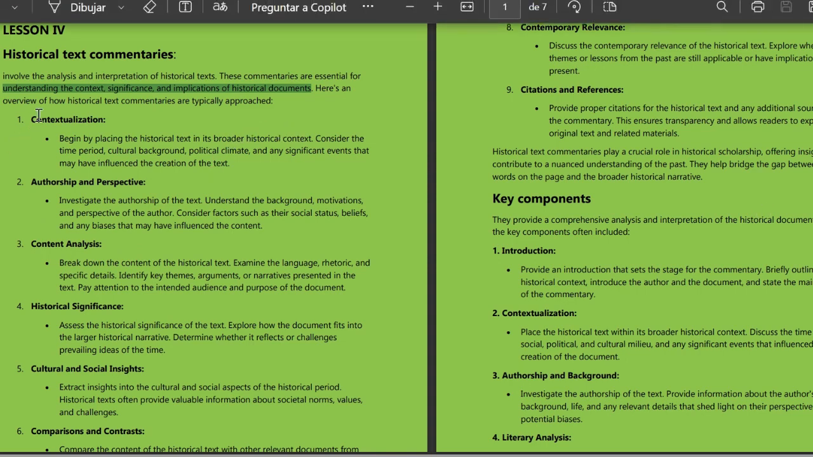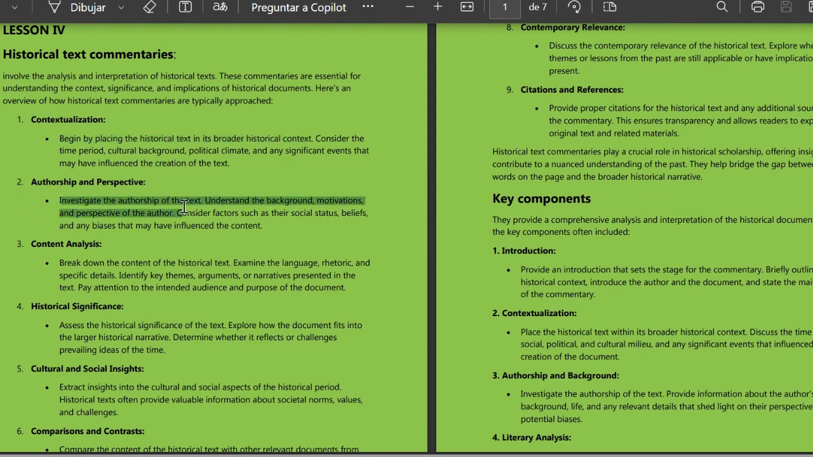Start with number one, contextualization. Begin by placing the historical text in the broader historical context. Remember, consider the time period, cultural background, political climate, and any significant events that may have influenced the creation of the text. Number two, authorship and perspective.